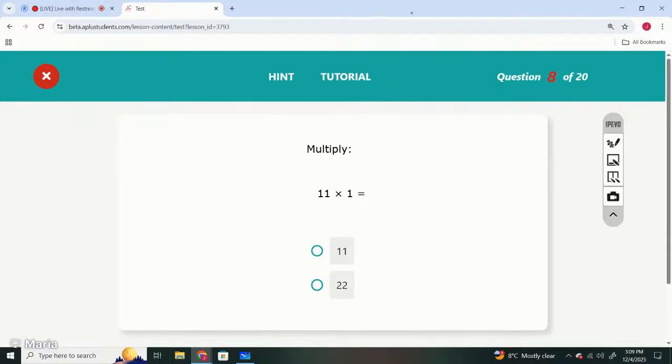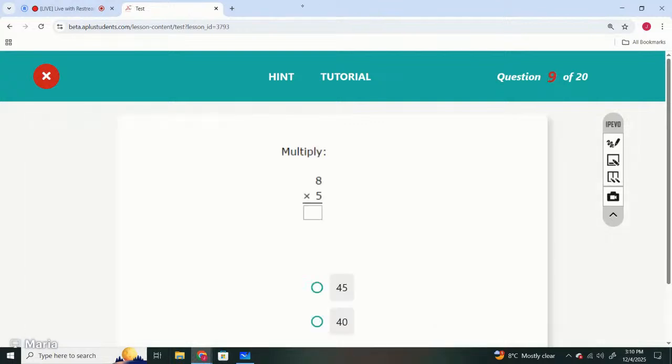11 times 1 is 11. Option number 1 is the correct option. 8 times 5 is 40. Option number 2 is the correct option. Very good.